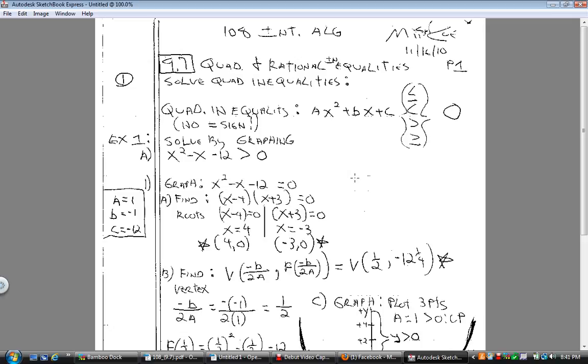We are in section 9.7. We are going to be working on quadratic and rational inequalities. We're going to learn how to solve these inequalities, and instead of having an equal sign, we're going to have the four inequalities: greater than or equal to, greater than, less than, or less than or equal. And our first method here is to make some observations by going ahead and graphing this inequality. And the fastest way to do this is to realize that you could find the roots or the solutions.